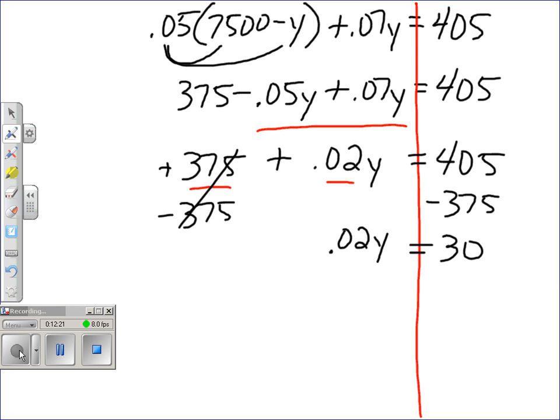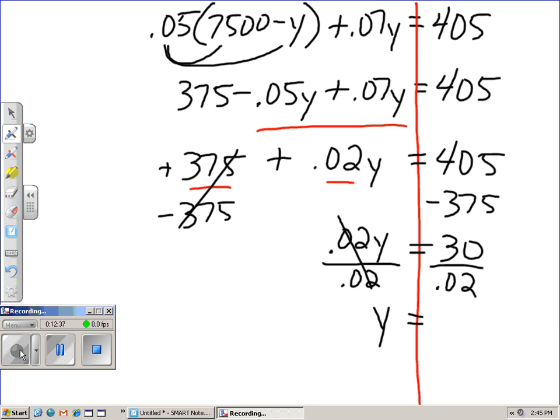My 375s cancel out. I have 0.02 times y. How do I get rid of times 0.02? I divide by 0.02 on both sides. The 0.02s cancel out, and y equals 1,500.